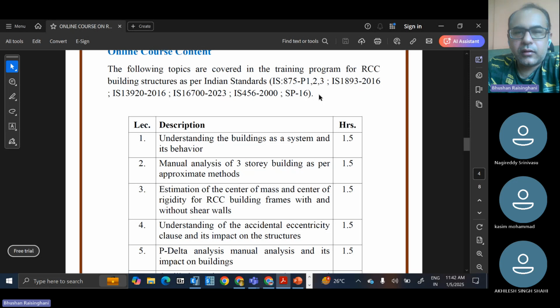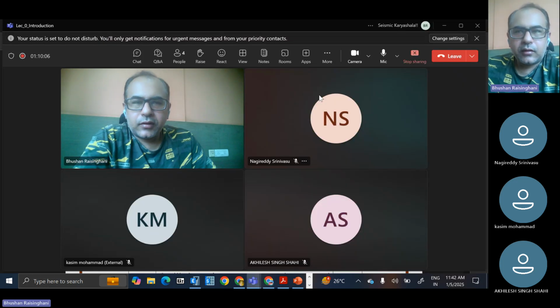So is there anyone who has checked the SP16 interaction curve for columns, the PM interaction curve, and compared it with the software? Has anybody checked the PMM interaction curve of the software versus the SP16 code?